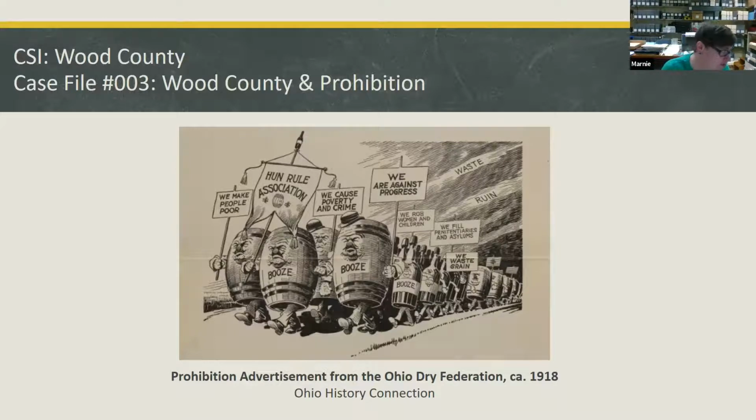And they also move us up in the time frame a little bit to the 20s and 30s, or the era of Prohibition. And Prohibition, along with what it meant, brought a lot of new crime, and it was also kind of the birth of organized crime. So there's a lot of new things happening in the world of crime at this point. And Wood County certainly saw its share of Prohibition era crime.